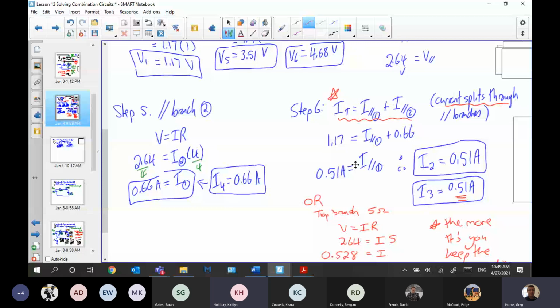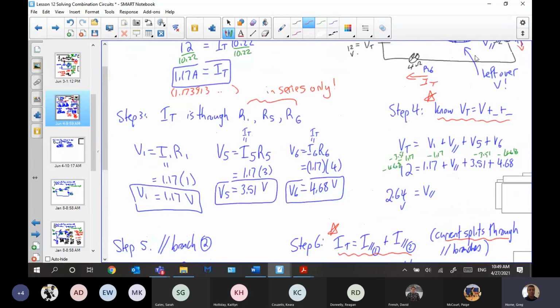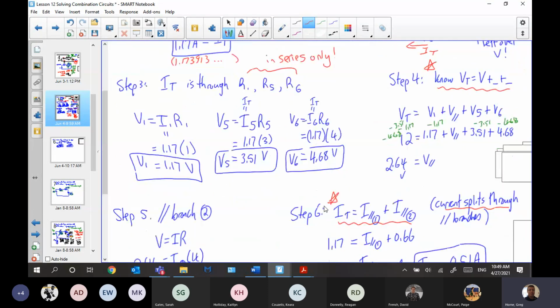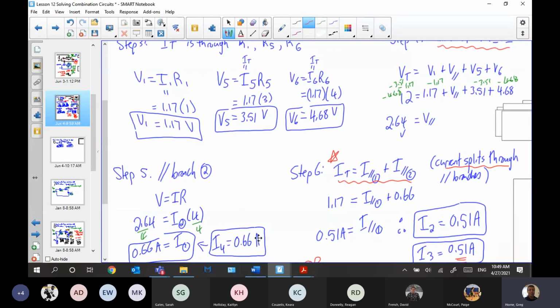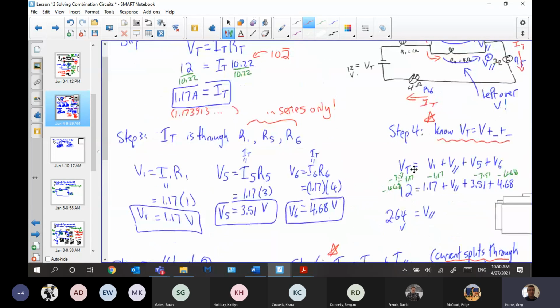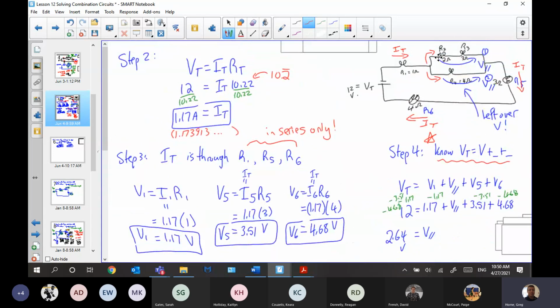So the 0.51 was what we calculated as the current that's going through this top branch, right? Because we had 0.66 amps going through the bottom branch, right? Jumping back here for you. So that's 0.66 going through here. The remainder of the current goes through the top branch. And so if the remainder of a current of 0.51 amps is going through the top branch, then we know that current must go through both of these resistors.